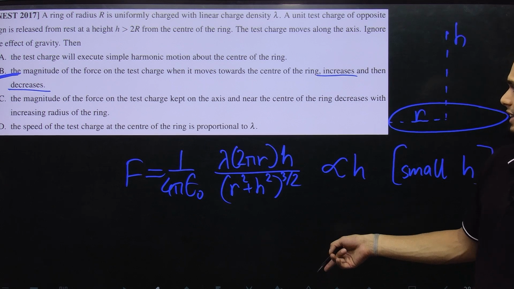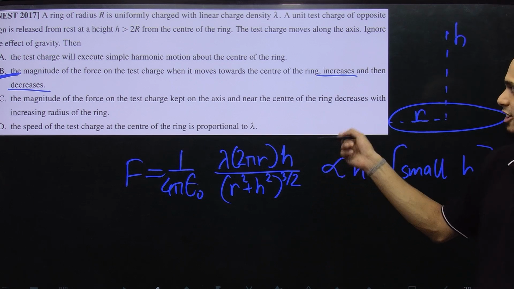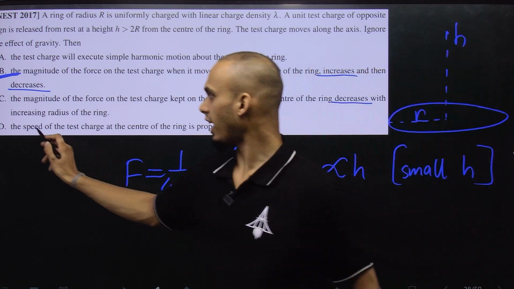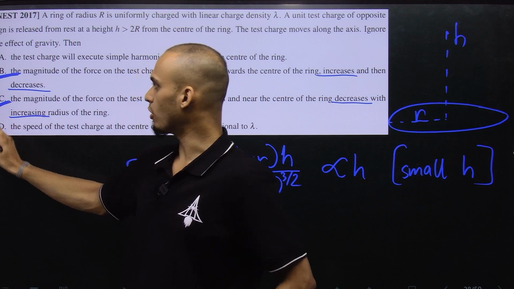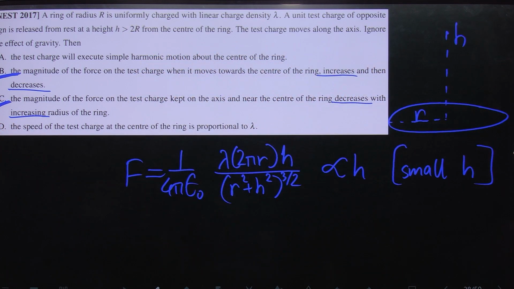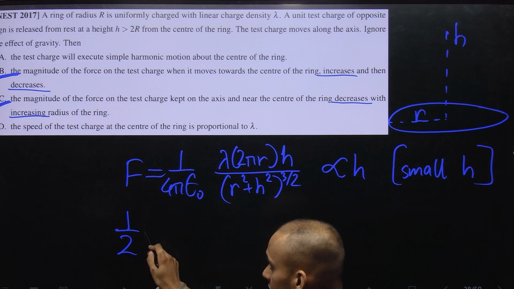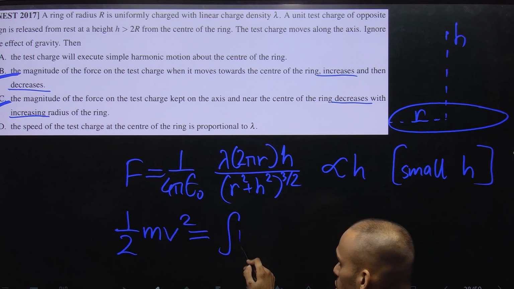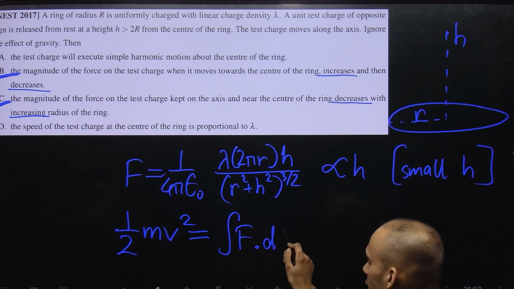If r increases, then the force will obviously decrease with increase in r. So option C is also correct. Now to calculate the speed of the particle as it reaches the center of the ring, we need to use the work-energy theorem. The change in kinetic energy, half mv squared, should be equal to the work done by the electrostatic force, F dot dh.